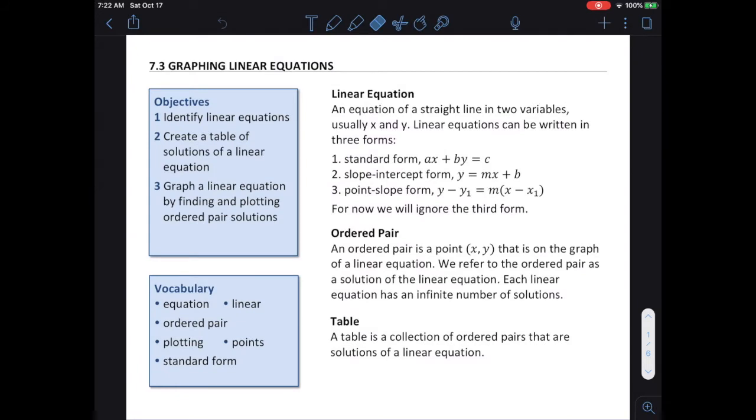Welcome back, everyone. This week we are going to continue to talk about linear equations. We're going to focus on graphing linear equations. It's important that you read through this page and understand what it is talking about. Look at the objectives, the vocabulary, and then read about linear equations, ordered pairs, and what a table is.